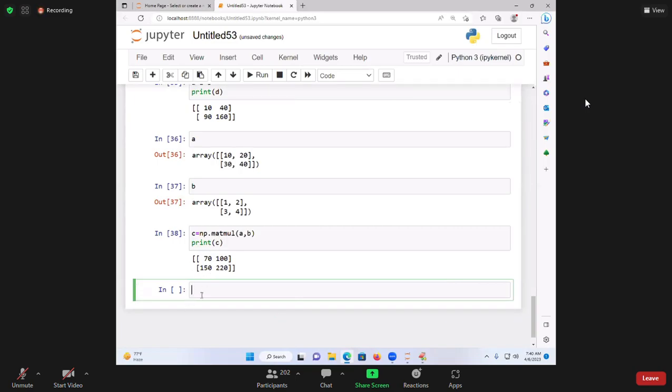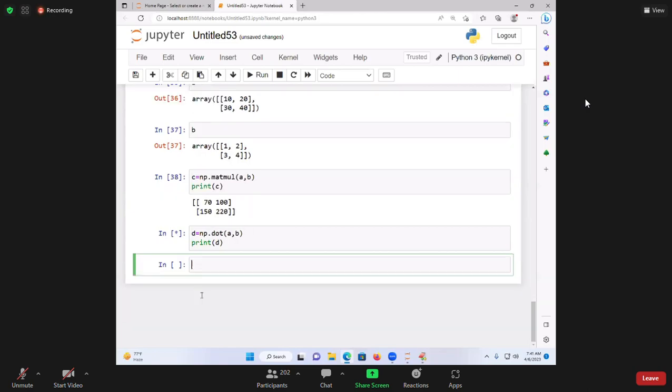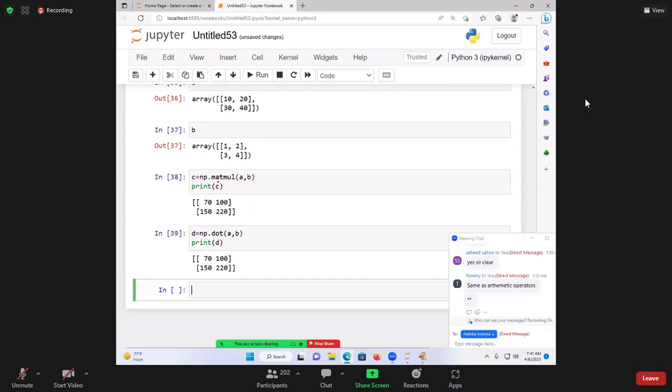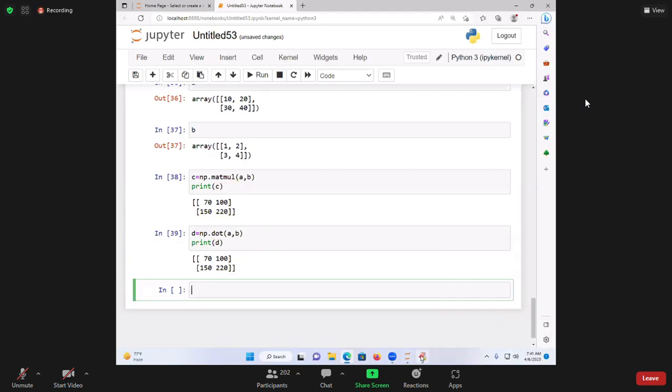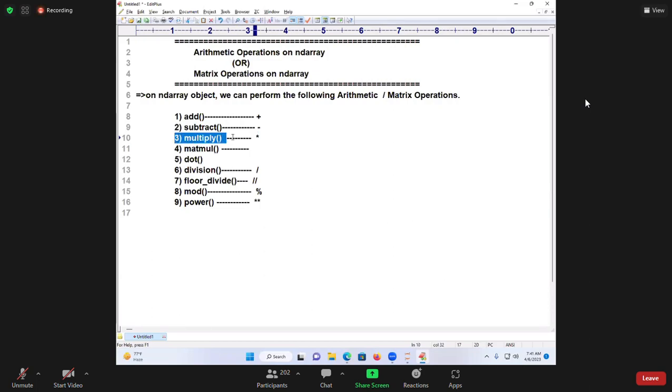There is one more similar function available, and don't try to find out the difference. Both of them are similar. I can say one method only and finish it up, but this method also you can use, no issue. A comma B you say, and print D, same answer will be coming. So I can use either matmul or dot, the same answer comes. Are you following me? So how do you find element-wise multiplication? Multiply. How do you do matrix multiplication? Either matmul or dot we need to use.